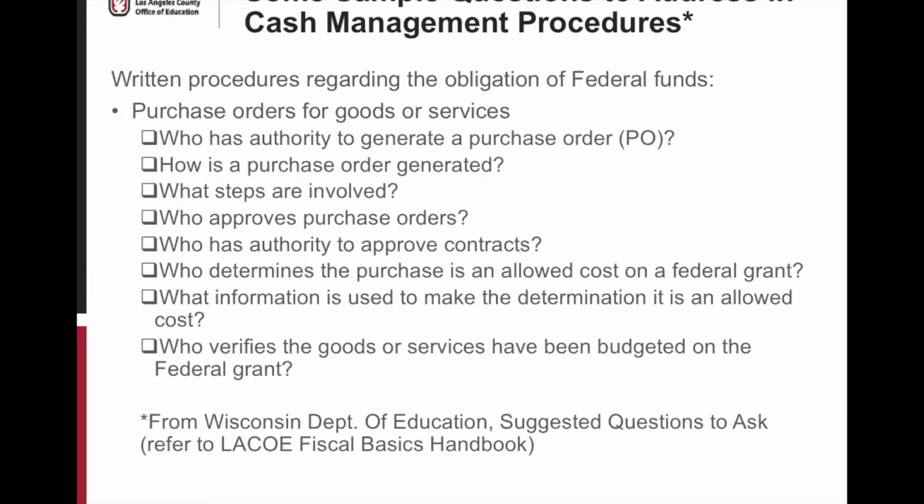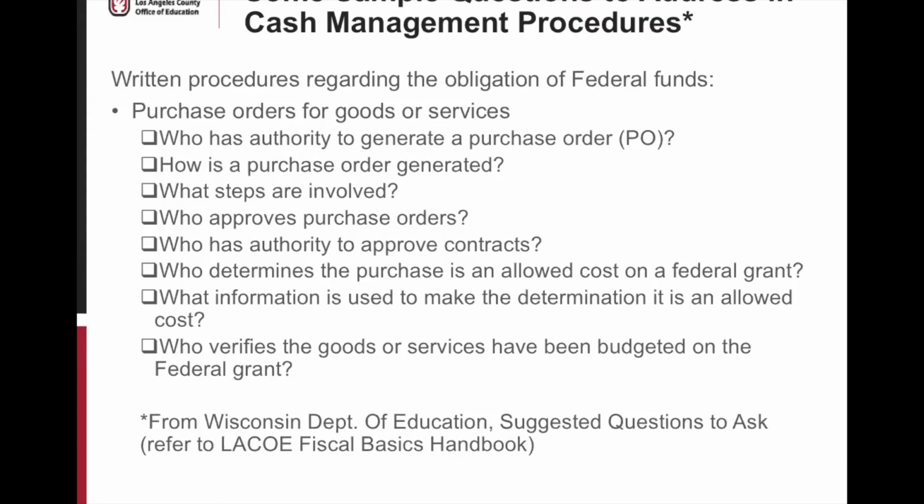So when you're looking at developing procedures relative to purchase orders, who has authority to generate a purchase order? Where do those come from? How do they start? How is a purchase order generated? Do you have procedures in place for how that works? What are the steps involved? Once it's generated, then what? And then who approves them? What's the approval process for your orders? Who has the authority to approve contracts? Okay, this is a big one. When it comes to contracts, do you have a contracts department? Who do we go to?